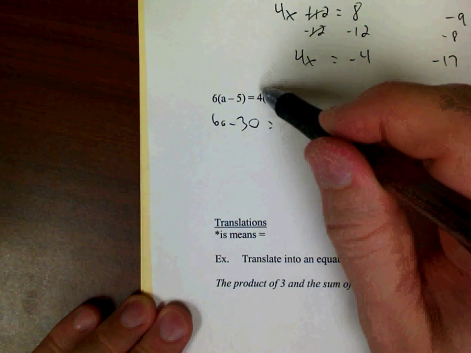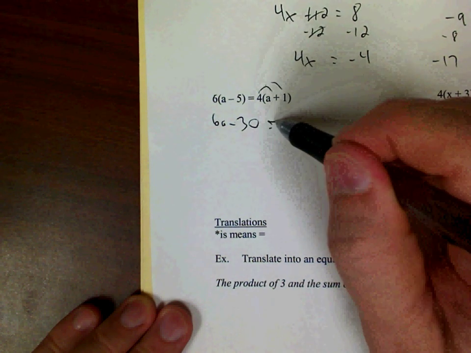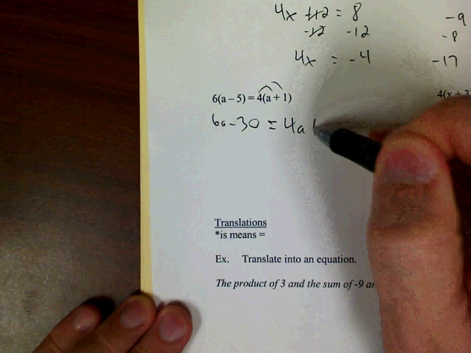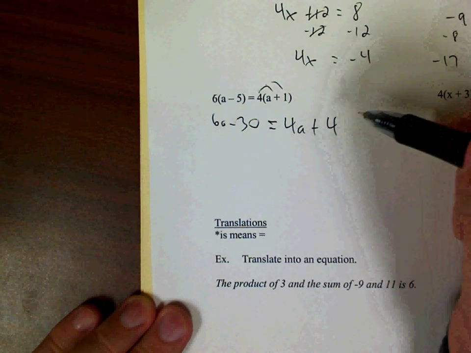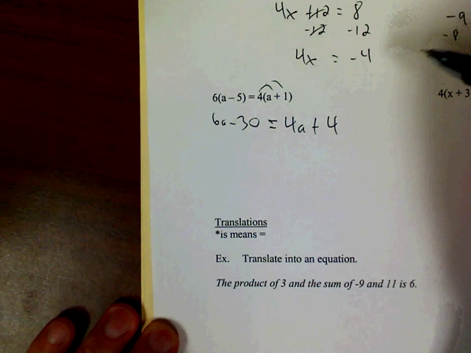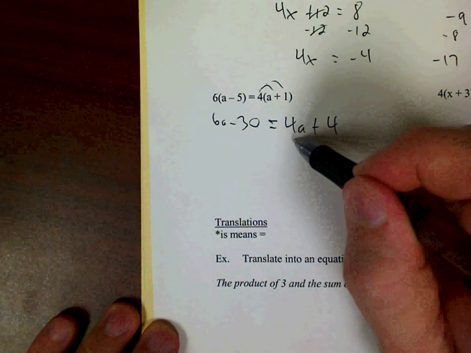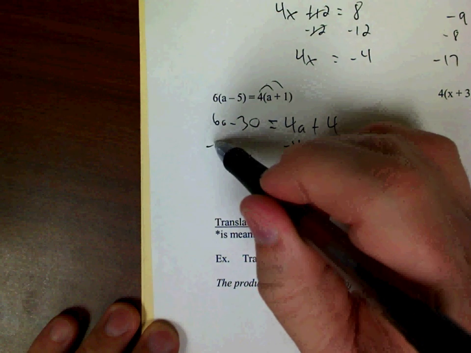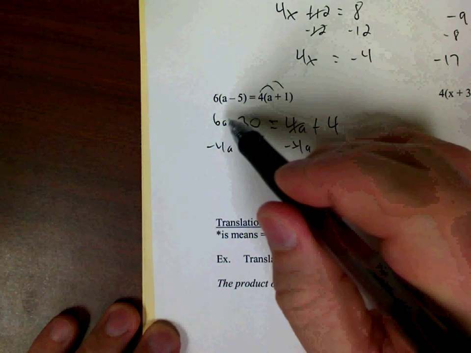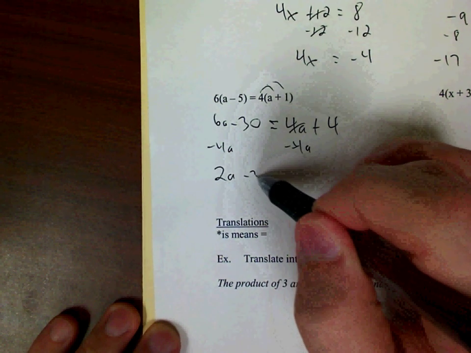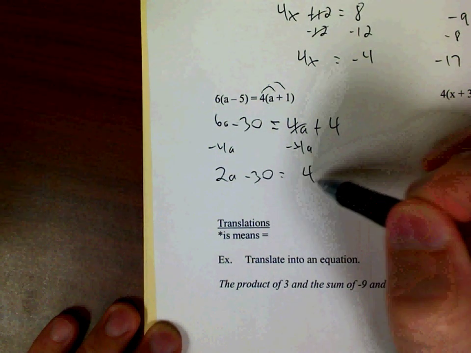4 times a and 4 times 1. 4 times a is 4a. 4 times 1 is 4. Now we're back to the same old, same old. I'm going to start with the smaller variable term, which is a 4a. I'm going to subtract it from both sides. Over here, we're going to get 2a minus 30. Over here, only the 4 remains.